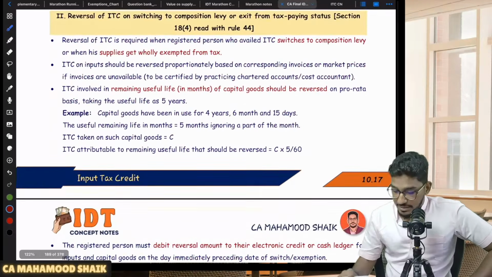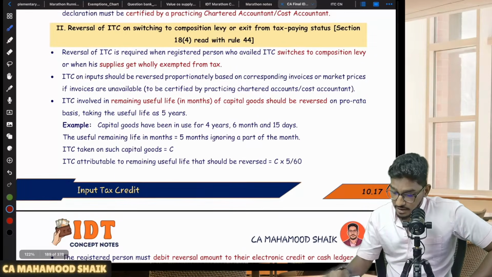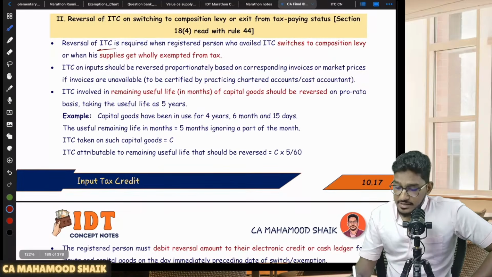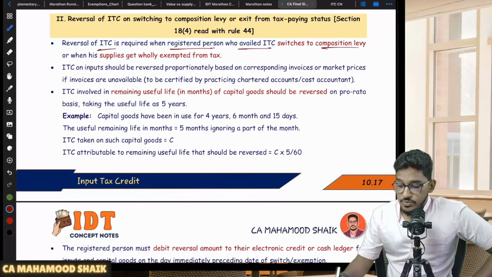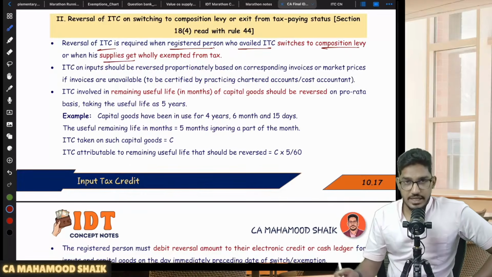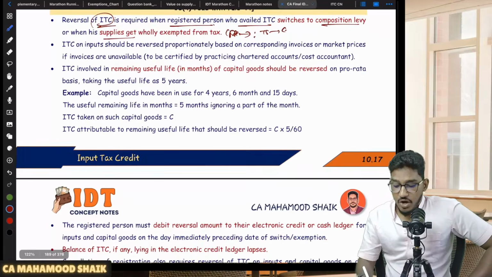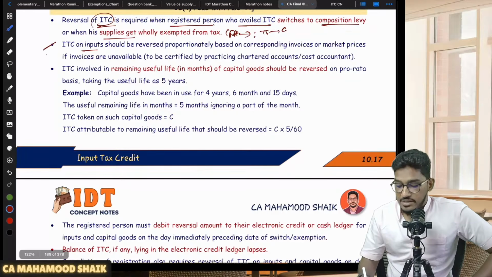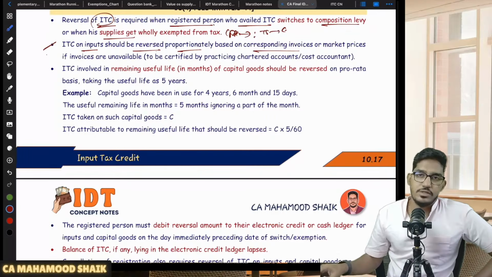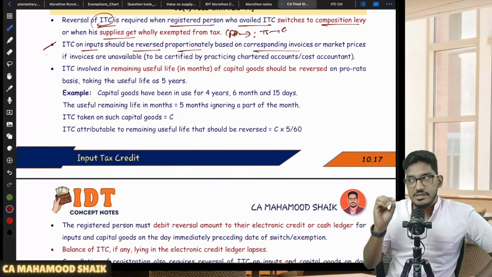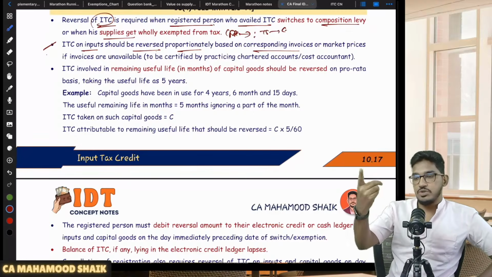How much amount am I required to pay, sir? See here. Reversal of ITC is required when the registered person who availed ITC switches to the composition scheme, or when his supply becomes wholly exempt. That means you are converting from regular to composition, or your taxable supply is becoming exempt. Then you are required to reverse the ITC. Sir, on inputs, how much ITC do I have to reverse? ITC on inputs should be reversed proportionately based on invoices. You have to calculate how much inputs are there in the stock. On the basis of invoice, calculate how much ITC is attributable to that stock of inputs. That much amount you have to reverse.